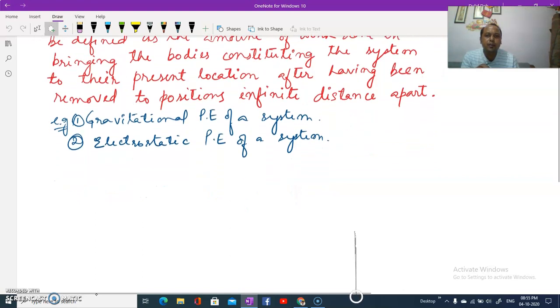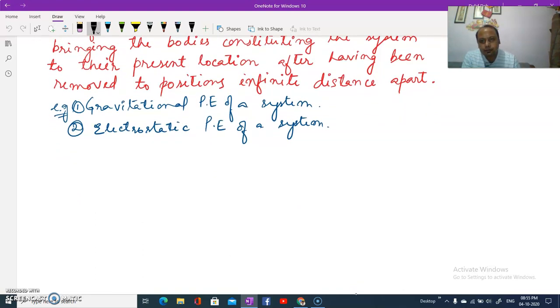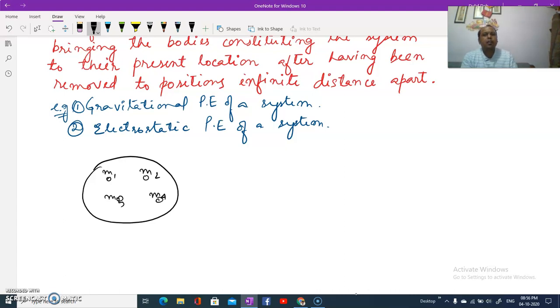Suppose there is a system where there are many bodies. System means there are bodies which exert force on each other, but no external force is there. Say these are the bodies M1, M2, M3, M4. Now you have to find the potential energy of this system. What you will do is you will take all the bodies to infinity. M1 will be at infinity, M2 you take it to infinity, M3 you take it to infinity, and M4 also, all of them.